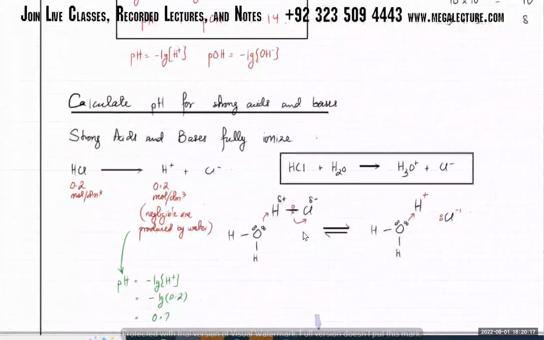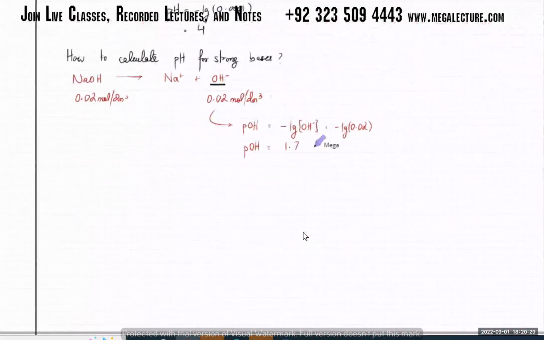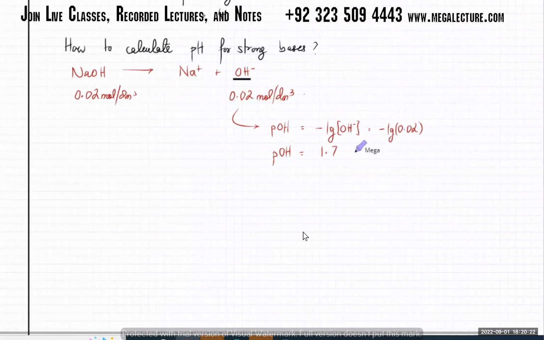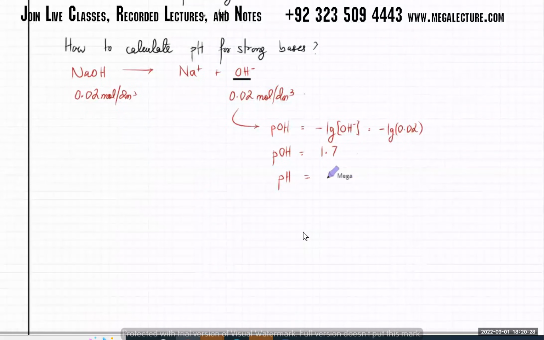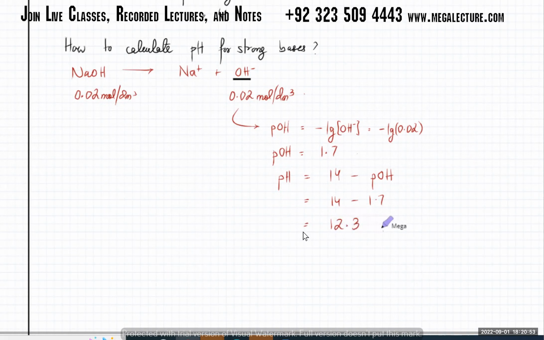So if you have pOH, we've got a relationship which is that pH plus pOH is equal to 14, so pH becomes 14 minus pOH, which in our case is 14 minus 1.7. What will that be? 13.3? No, it's 12.3. So my pH comes out to be 12.3. Is that clear?